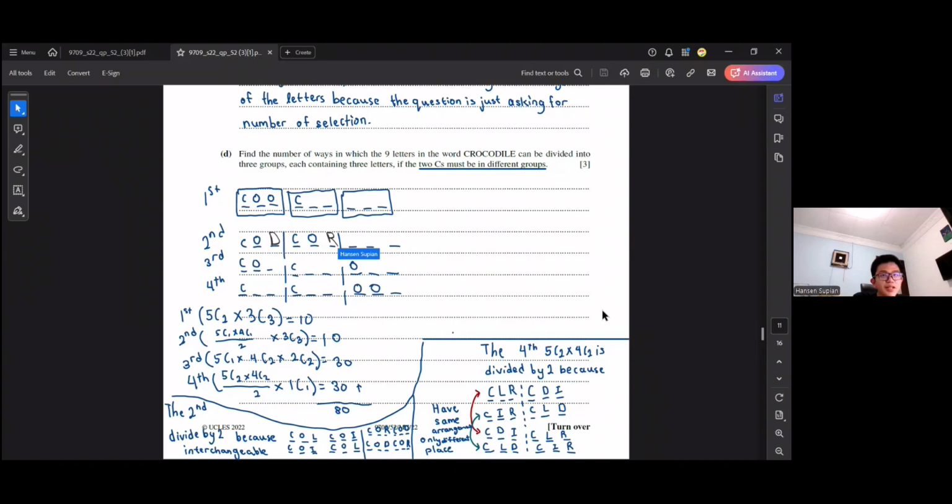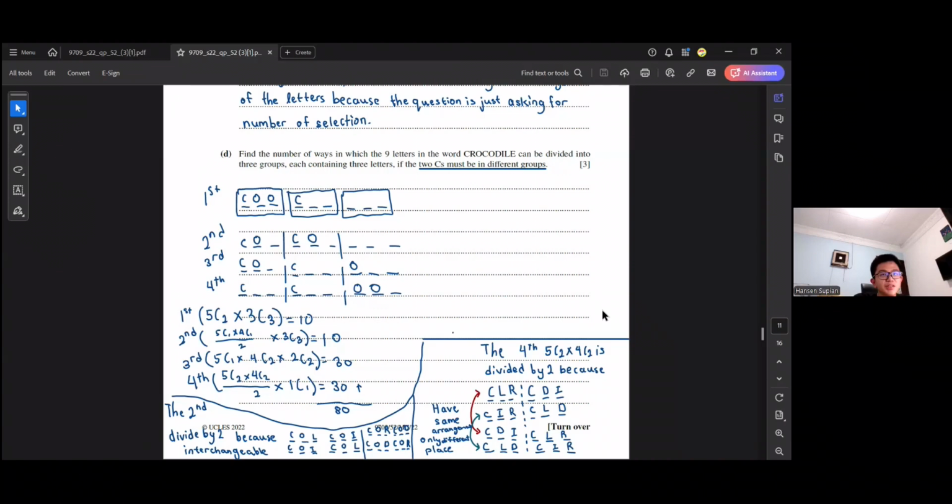And because there are 2 possibilities that are just the same, we have to divide it by 2, because they're just the same. This is the number of selections, not the number of arrangements. And then after that, for the third one, 5 choose 1, 4 choose 2 times 2 choose 2.